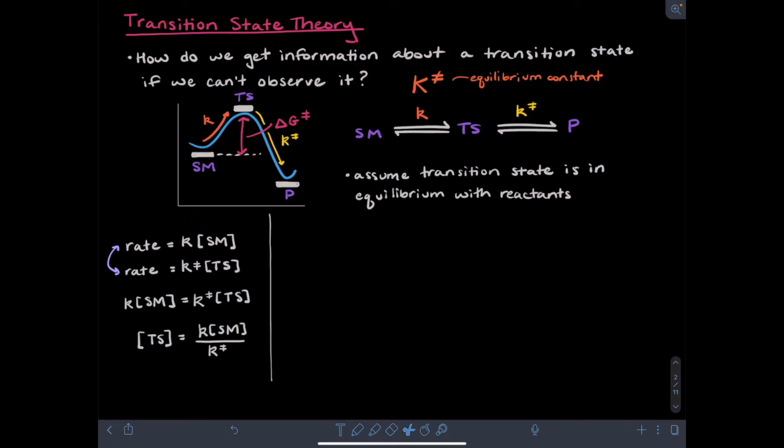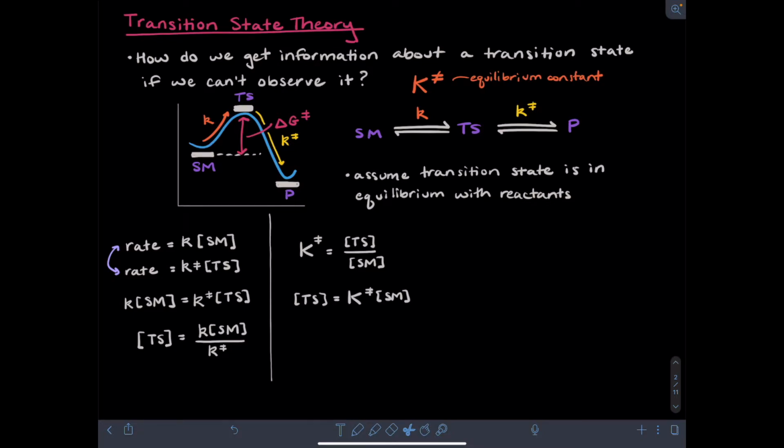Now, instead of a rate constant, we're going to think about an equilibrium constant, since we've assumed that the transition state is in equilibrium with the reactants. So we could define an equilibrium constant, big K double dagger, for the equilibrium between starting material and the transition state. This big K double dagger would be equal to the concentration of the transition state divided by the concentration of the starting material.